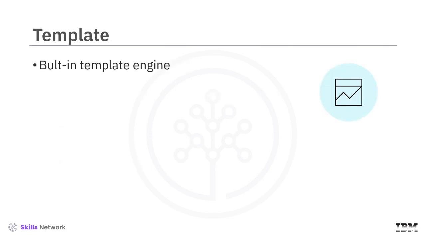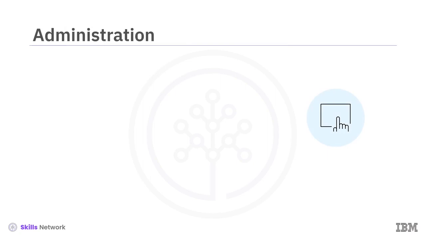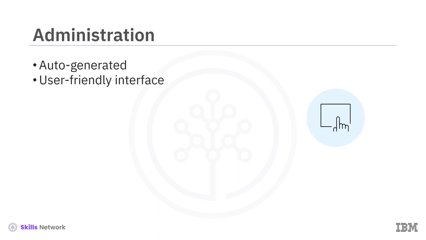Django has a built-in template engine that enables developers to separate the business logic from the presentation logic of your application. Django also provides an administration interface that is automatically generated based on the models in your application. It provides a user-friendly interface for managing site content and can be customized to fit specific requirements.